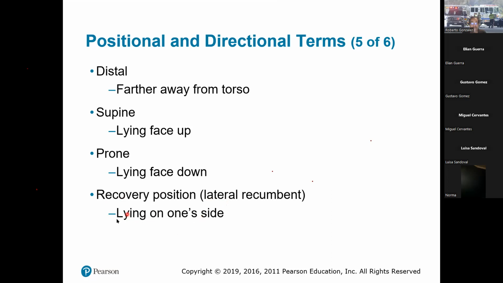Okay. So it basically means that it's lying on one side, depending on whether it's the left side or right side. So remember, distal is away, supine is lying face up, lying down is prone. And I'll show you some pictures of this. And the recovery position is either to the right side or left side, on their lateral side.